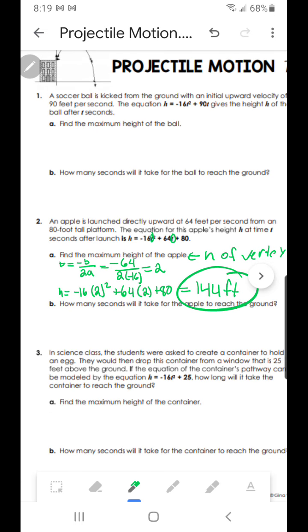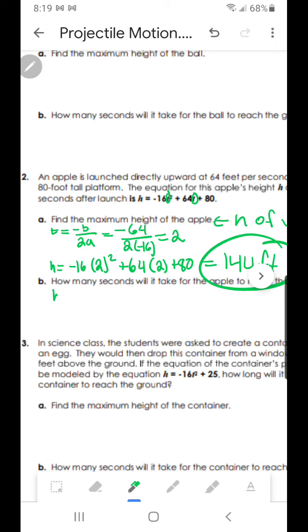All right, so let's look at the next part. Just like before, when you're looking for the position of it being on the ground, you're looking at where it is on that x-axis, those x-intercepts. So what we have to do is take your equation, h equals negative 16t squared plus 64t plus 80. And the very first thing you need to do is erase the h and put 0, because we want the height to be 0.